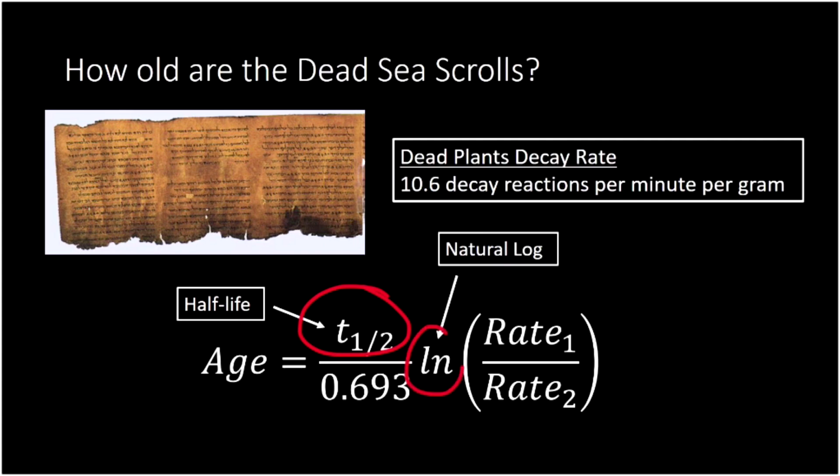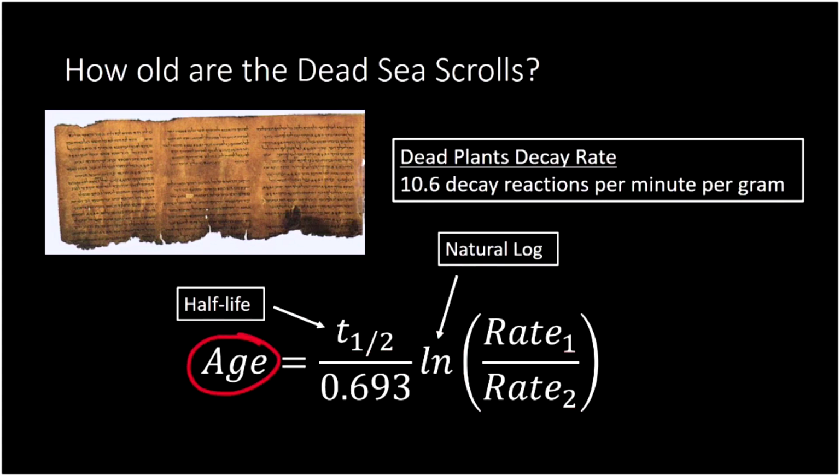This ln is what's called the natural log. You'll find that on your calculator. If you have a scientific calculator, hunt around for ln. If you can't find it, by the way, you can go on Google and say, where's the natural log button on, and then type in the model number of your calculator, and it will help you find it. So when you use this equation, you type in ln on your calculator and then plug in R1 divided by R2. Okay, so that's how we can calculate the age, how old things are.